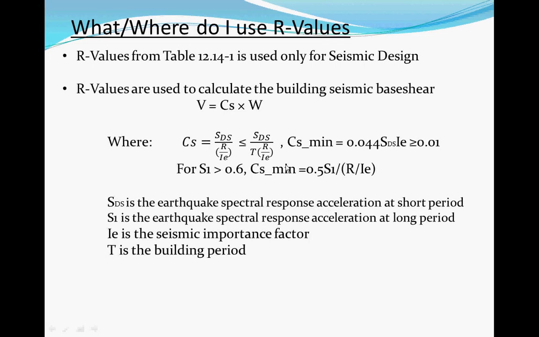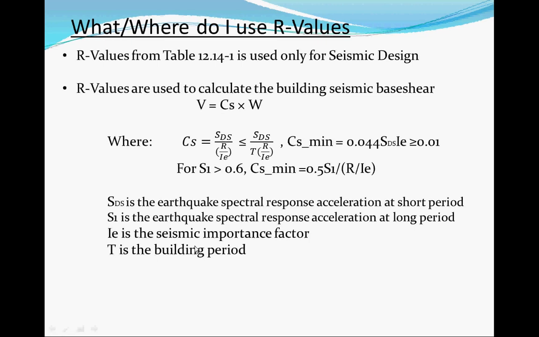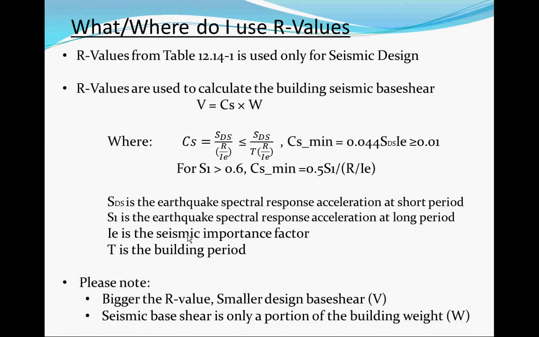The Ie is the seismic importance factor. The T is the building period. Like we said before, for your hospitals and police stations, the Ie, they make it a lot bigger. On the flip side, you multiply by that number, it becomes 1.5. So for hospitals, basically you're designing for 50% more force compared to an Ie of 1. Okay, so just to hammer it out: bigger R value, smaller design base shear. Seismic base shear is only a portion of the building weight.